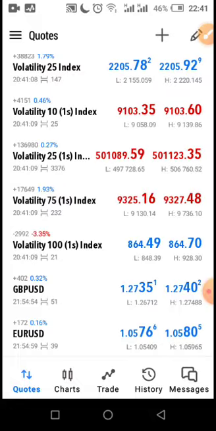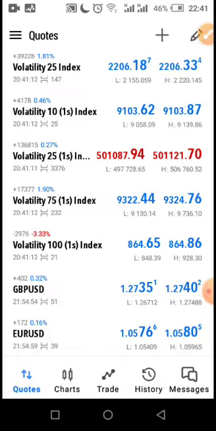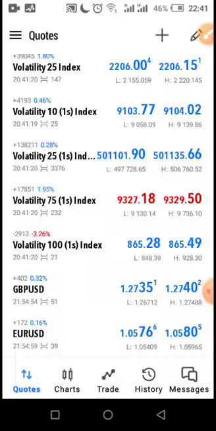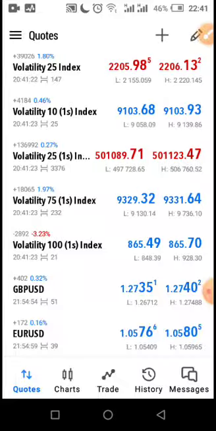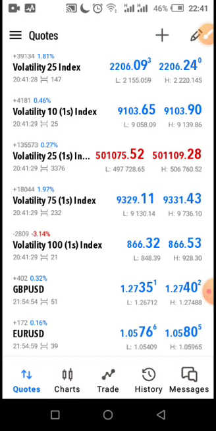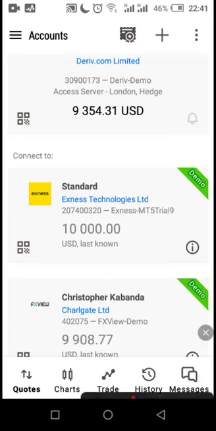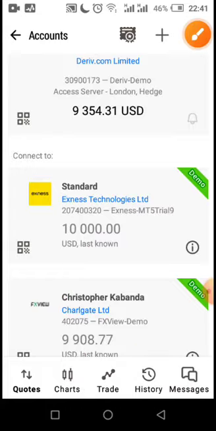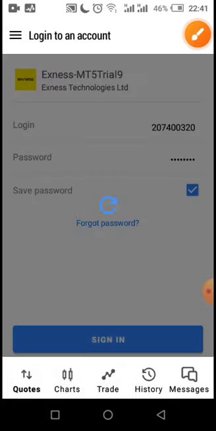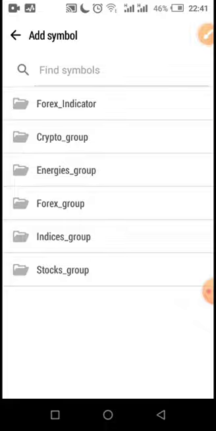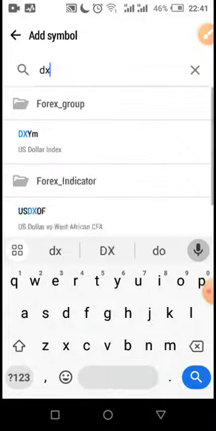Now, a currency index is just an index which shows the average power of the currency compared to the currencies of the main developed economies, developed countries of the world. Examples of currency indices include the US dollar index, which you can even see in Exness broker, or on TradingView. There are many other brokers which offer it.